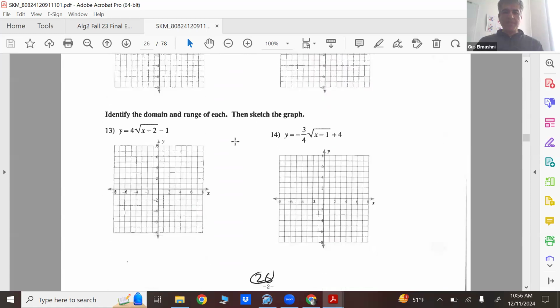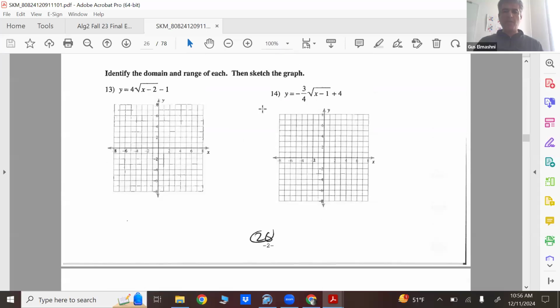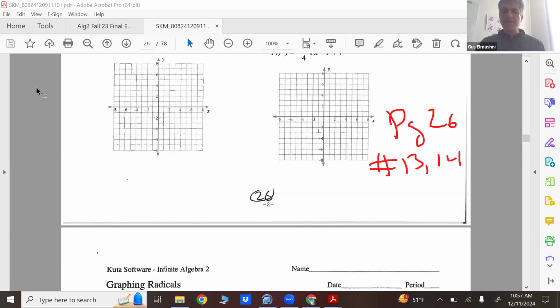Actually, to be really honest, let me give you guys more detail. Okay, guys, quiet, please. Thank you. Oh, sorry. Thanks. All right. So Aiden, Elia, Lincoln, Reggie, thanks. I would say page 26, numbers 13 and 14. Try those. If you do that, you'll be good.